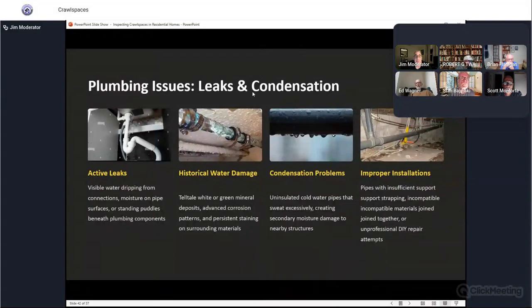We're going to look for plumbing issues, leaks and condensation. Of course, we're going to look for active leaks, past water damage, condensation problems, and improper installation. Sagging, improper pitches to pipes, all that stuff is going to be in there, and all should be documented.